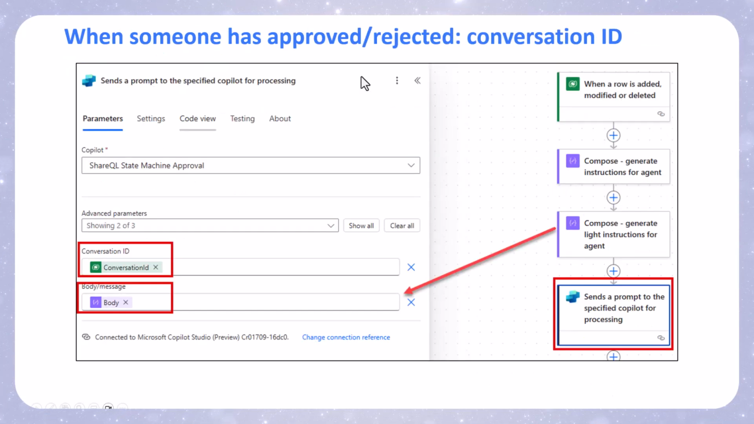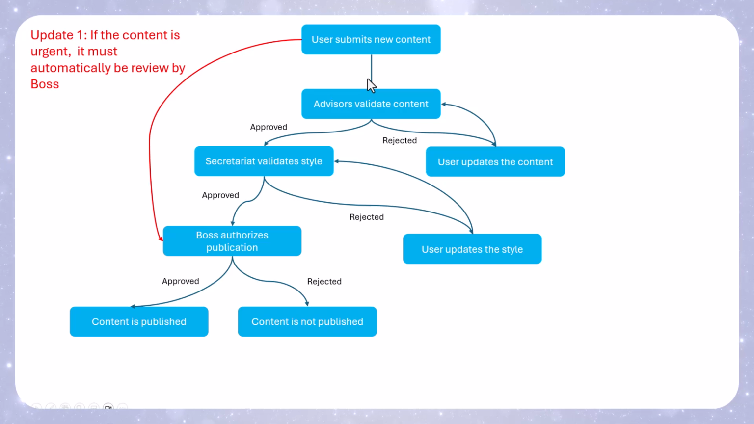So I will skip this a little bit because I would like to illustrate one of the huge benefits of this approach. First, it works. But second, it's easy to maintain. Because this is one change request that my customer made in 2018. This is nice, this is approval, but for some specific content, we want to bypass it. We want to go directly to the boss. So first update: if the content is urgent, it must automatically be reviewed by the boss.